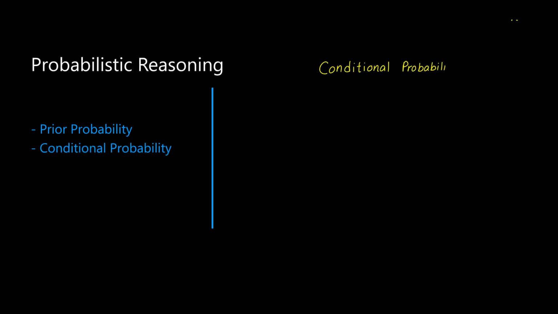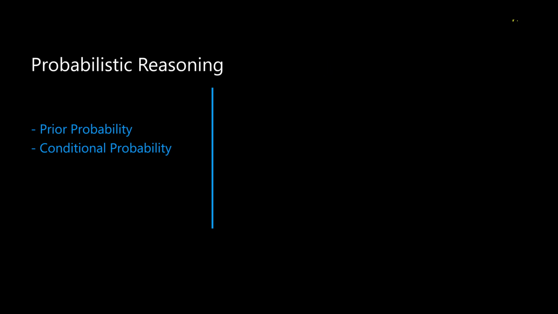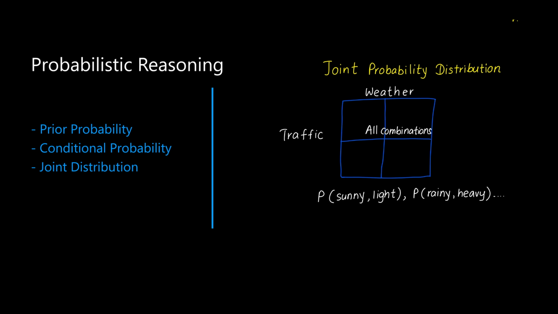Conditional probability is the probability of something given specific conditions. What's the probability it rains tomorrow given that the forecast says cloudy? That given changes everything. Conditional probability is where the real reasoning power comes from. Joint probability distribution gives the probabilities of all value combinations. If you have two variables, weather and traffic, the joint distribution tells you the probability of every possible combination. Sunny and light traffic, rainy and heavy traffic, and so on for all pairs.